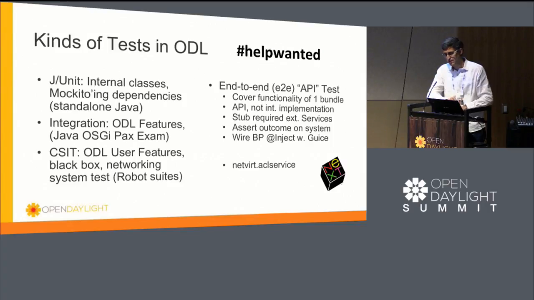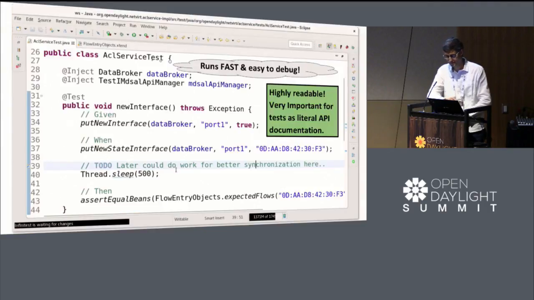And what you want to be doing in these end-to-end API tests is wire together your bundles, wire together your objects in your single bundle internally the way that you are at production time, but replace the references to the external services. The way this looks in practice, this is the example test that we're exploring this on, is something like this. An ACL service test. You inject the data broker, you inject test MDCell API manager. This is an external service.